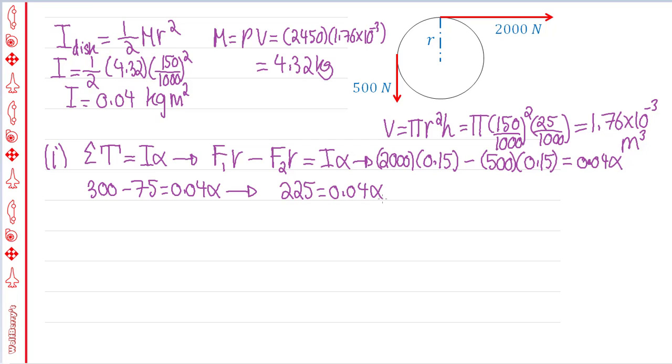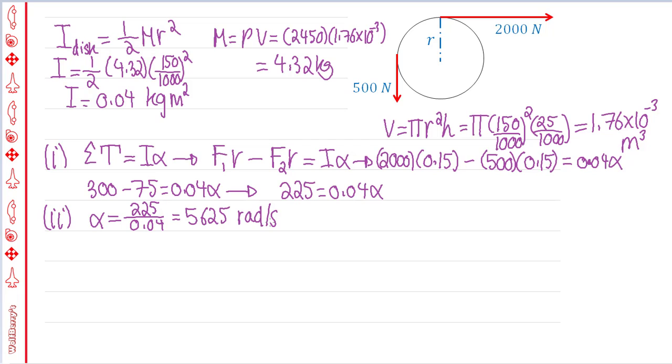Now, the second part wants us to find alpha. So we take this equation here, we rearrange it, so it becomes alpha is equal to 225, all divided by 0.04. That gives us an angular acceleration of 5625 radian per second.